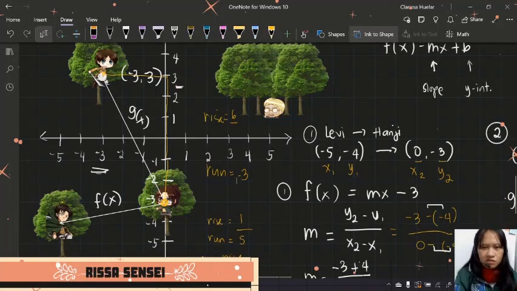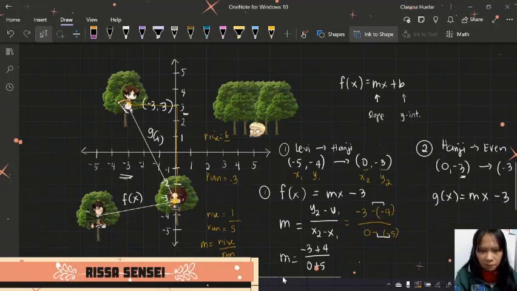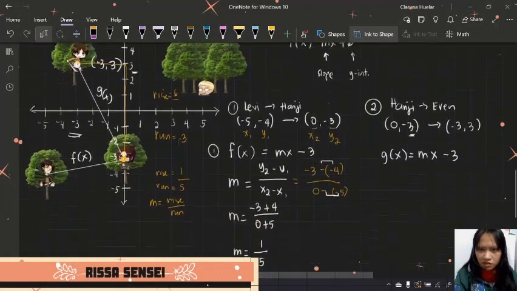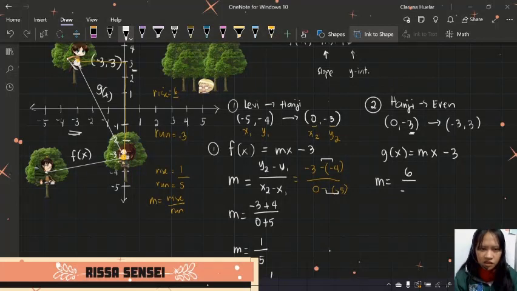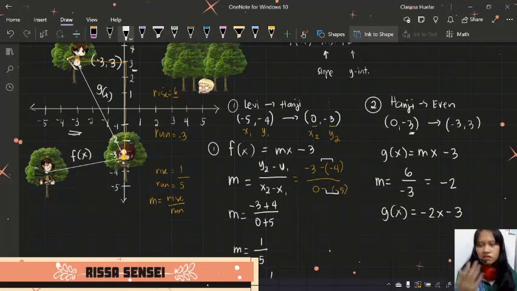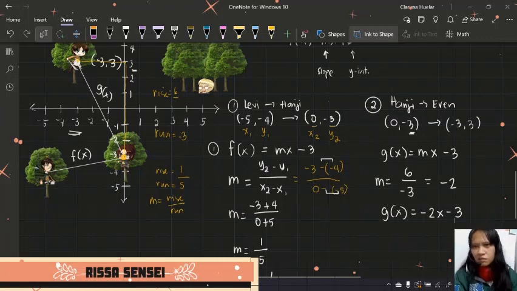So let's simplify. For our slope, the rise is 6 and the run is -3, which gives us -2. By substitution, the function is now g of x equals -2x minus 3. So, that is the function, though it's also an equation, of our line. This is the line going to Erin.